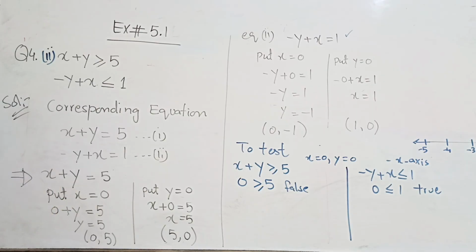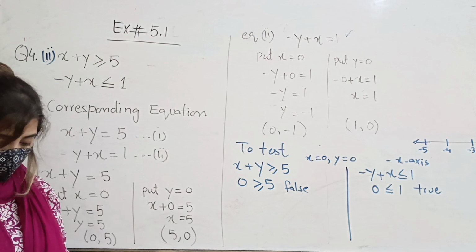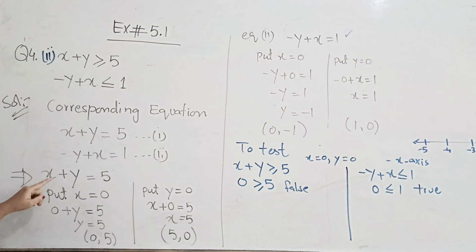So using equation 1, I put the value x equal to 0 to find the value of y. So I put 0 plus y is equal to 5. So the y value is 5, and its coordinates will be (0, 5).